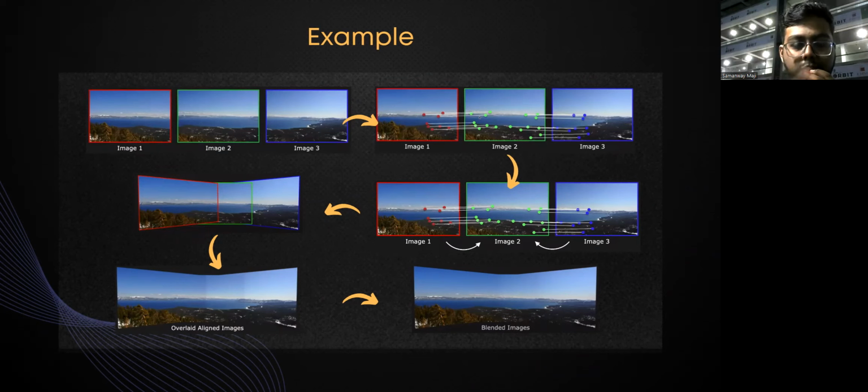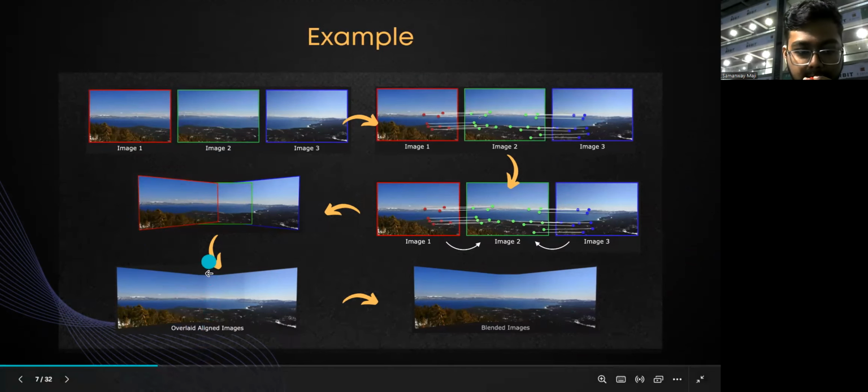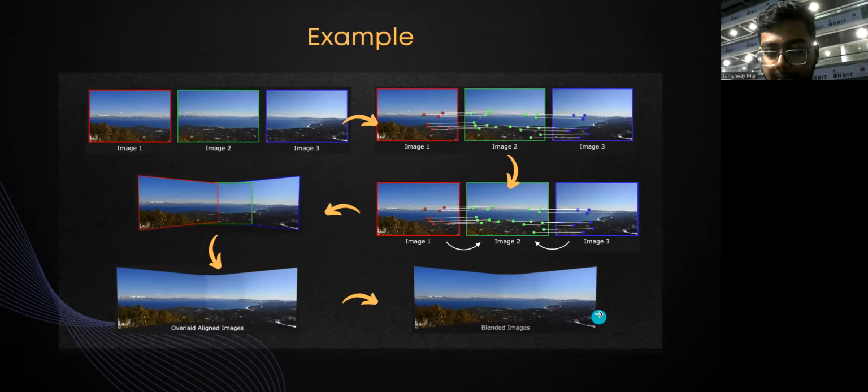Next, we'll stitch all the images together so that we get overlaid, aligned images. And last, here you can see a difference in contrast or brightness. So we'll blend this together so that we get a smooth image, and finally we'll get a blended final image.